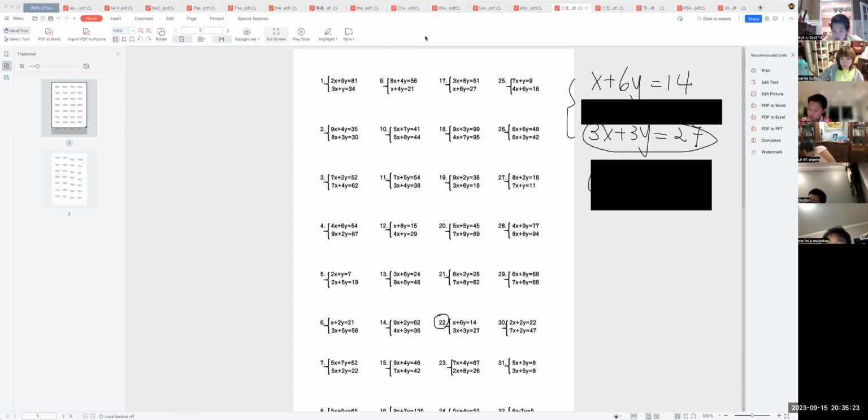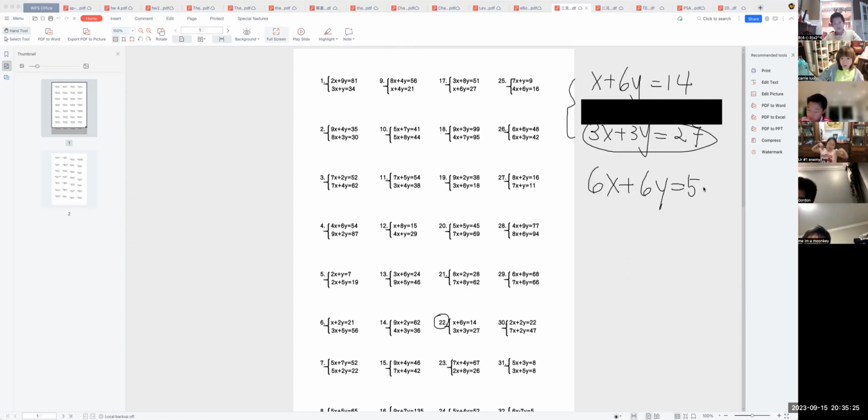So if I'm using y, I times 2 because I want to make these two the same. So it's x minus 6x equals negative 5x. And 6y minus 6y, there's no y. 14 minus 5 equals 9. Am I right? Oh, no. This one is 54. Okay, 54. So 14 minus 54 equals negative 40.